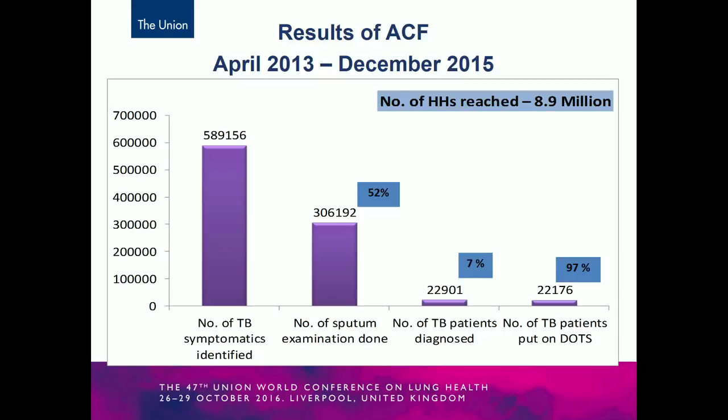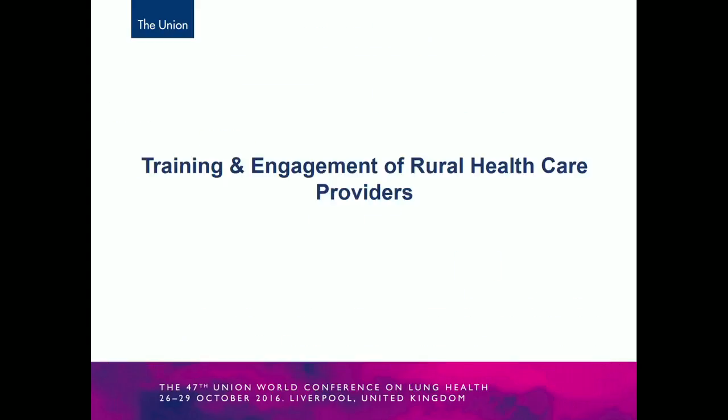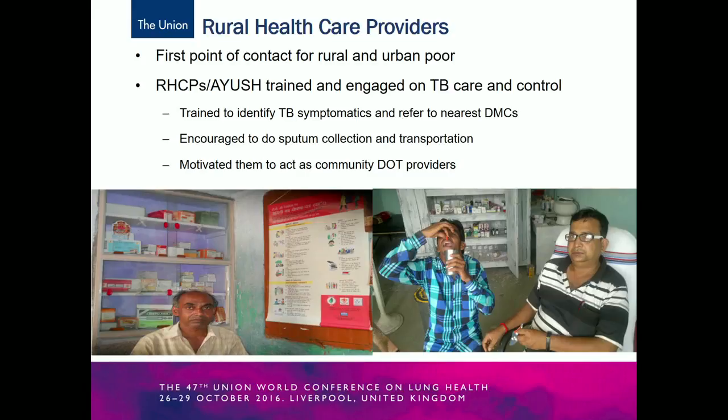The next intervention I'm going to talk about is the training and engagement of rural healthcare providers. In India, rural healthcare providers are the first point of contact. For any health problems, the village people go to the nearby local health doctors, those who are not qualified.